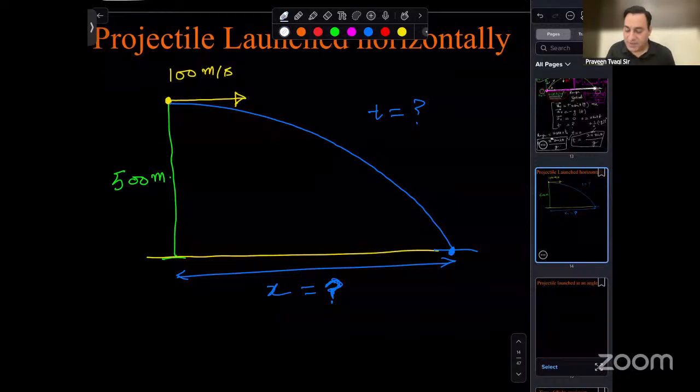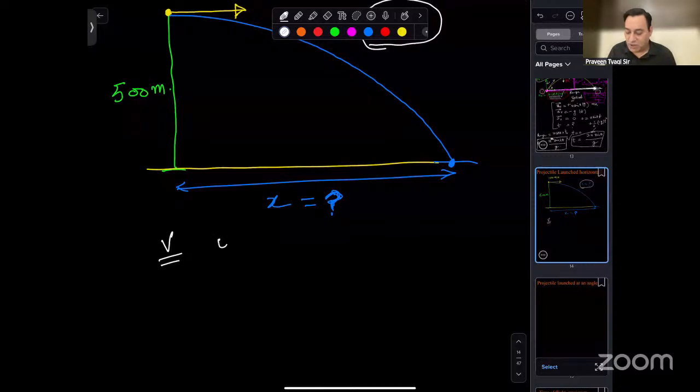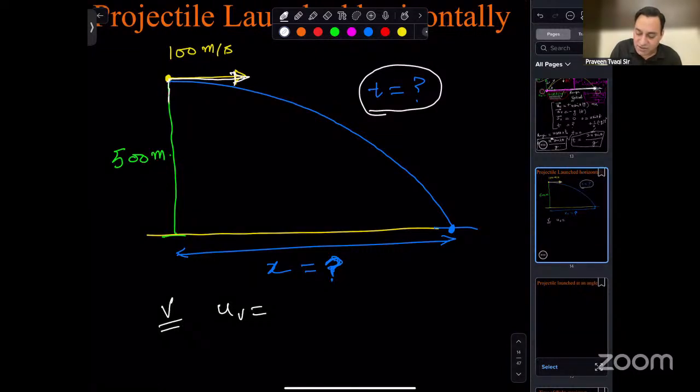Let's do it. If I want to find the time of flight, I can just study the vertical motion, as you have seen in the previous cases also. Let's see what happens to the vertical motion. What is the initial vertical velocity of the stone? Here the velocity is purely horizontal. Initial vertical velocity is 0. So let me write it down.